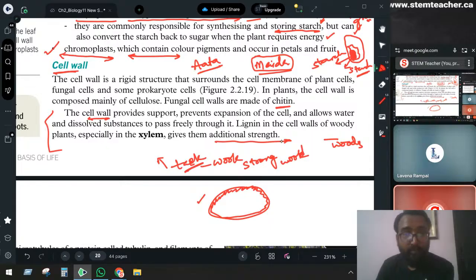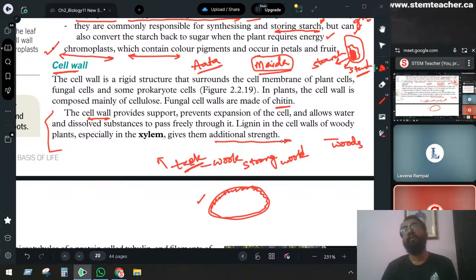Cell wall provides support and prevents the expansion of the cell. In animals, we need the expansion of the cell. We need the movement of the cell. We need the adjoining and separation of the cells, bifurcation of cells, each and everything we need. But in plants, it is not required. So plants contain a cell wall, but in animals we don't have cell walls. And also it allows water.